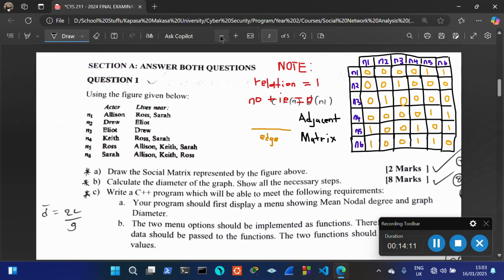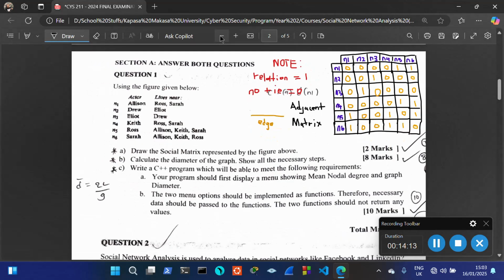Let's jump into the next question, which is B. B says, calculate the diameter of the graph, okay? Calculate the diameter of the graph. Show all necessary steps. First of all, we need to understand this term, diameter.